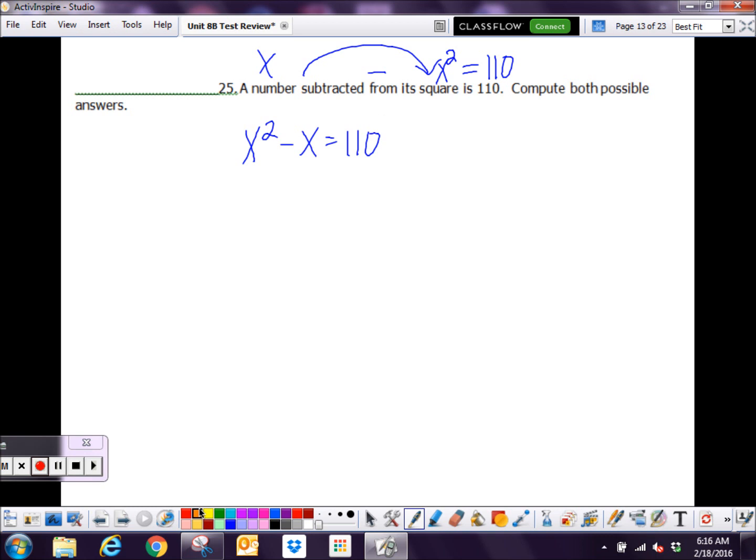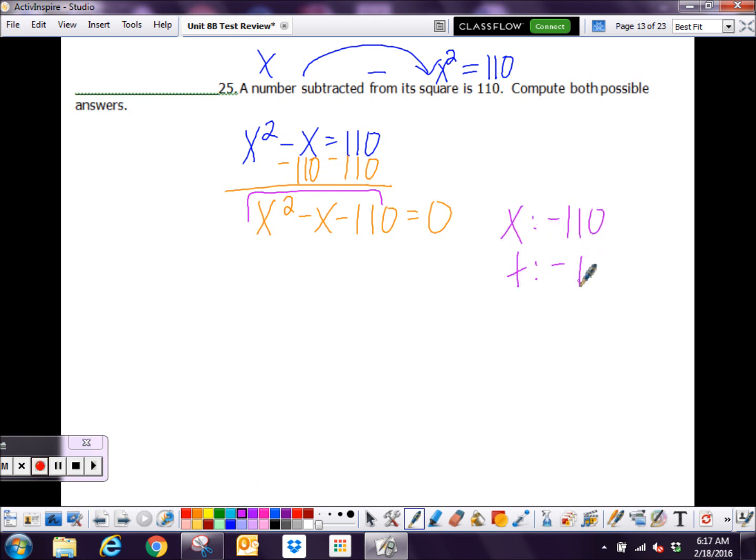Now I need to get this equal to 0 before I factor it. So I'm going to subtract 110 and move it to the other side. So we have x squared minus x minus 110 equal to 0. All right, no GCF, so I'm going to multiply a times c. Two factors that multiply to be a negative 110 and add to be negative 1. These are negative 11 and 10. Okay, and it wants us to compute the answer, so it wants the solutions here.